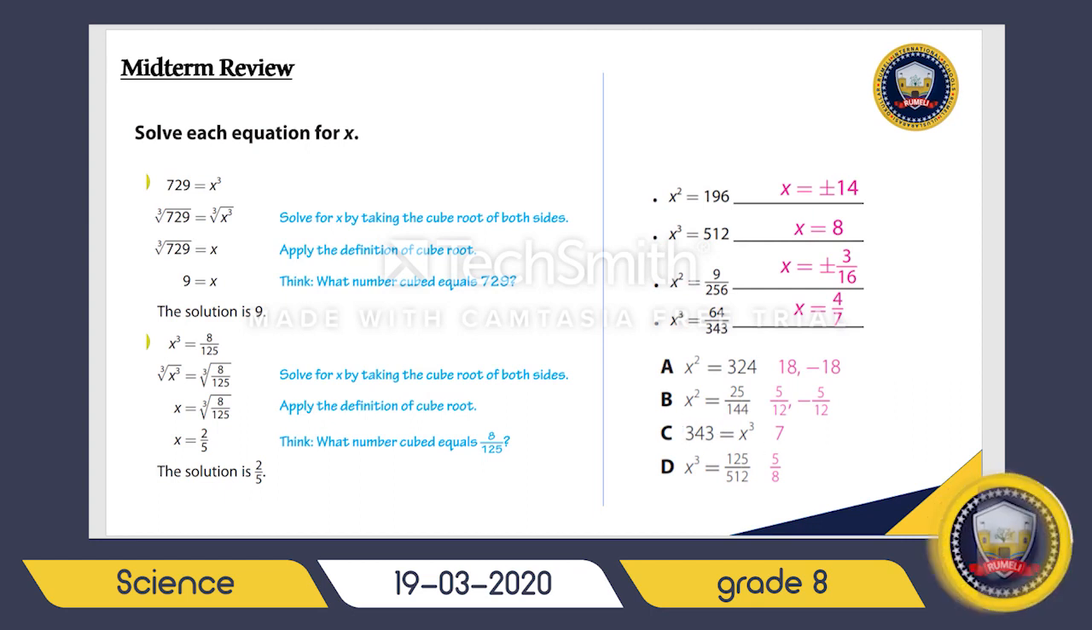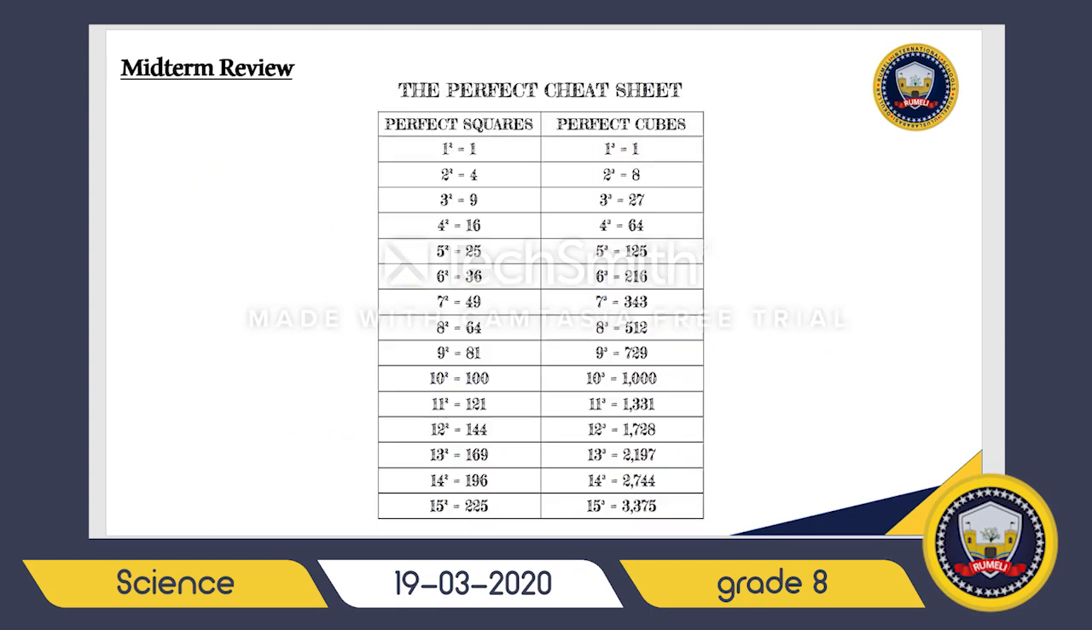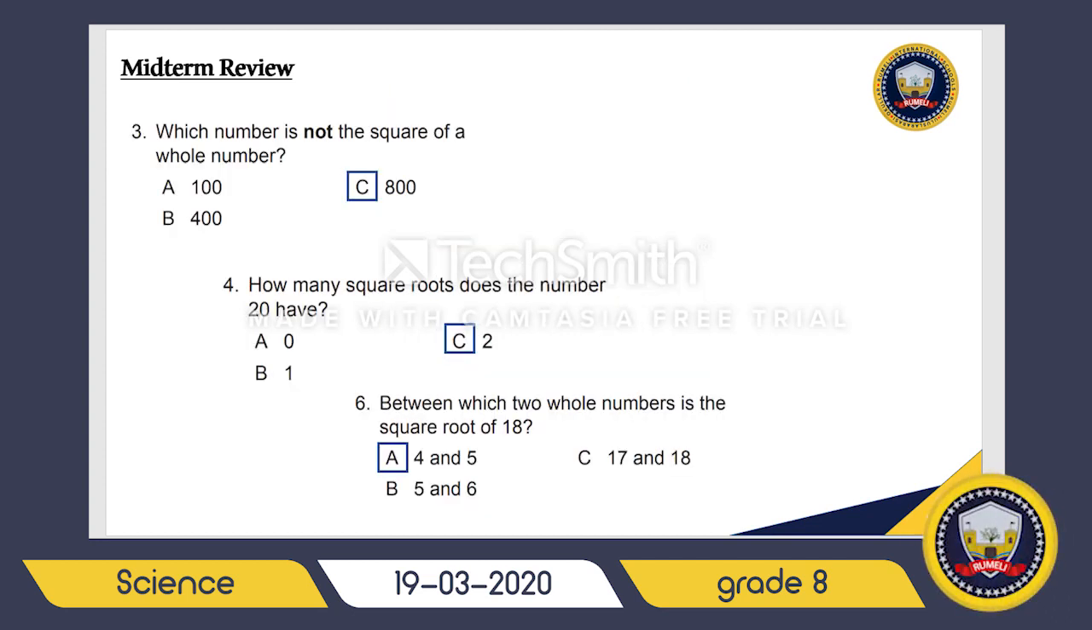I included in the last slide here the list of perfect squares and perfect cubes you may use all the time. Here it is limited to 15, but I advise you to write down also the values of 16, 17, 18 until 20. All right. Now, let's go to other questions.